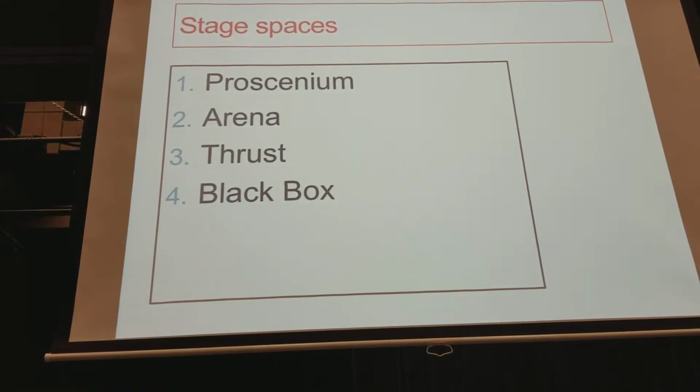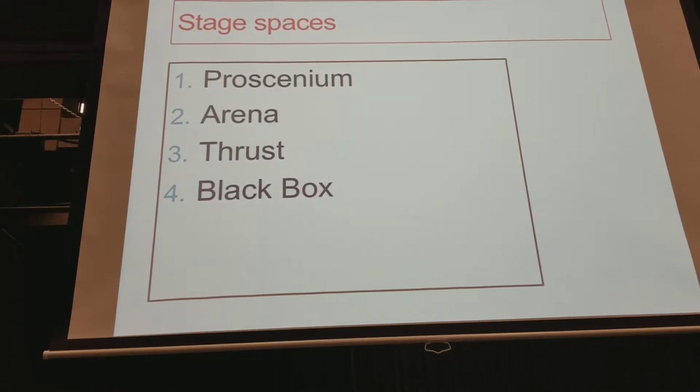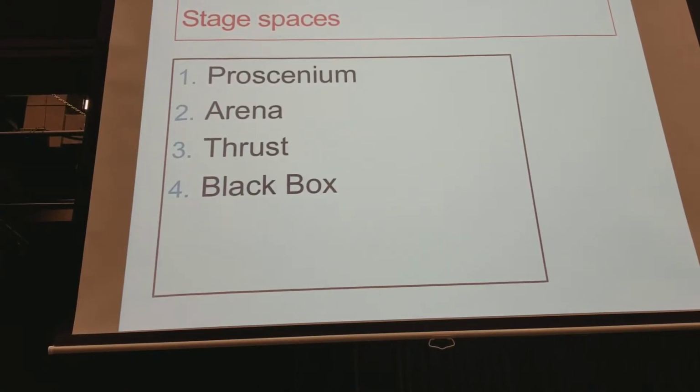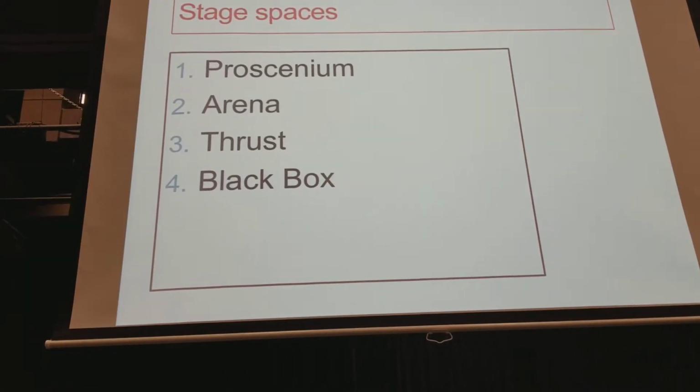All right, so we're going to talk about 4 different spatial arrangements in the theater. So these are 4 different names, right? A proscenium style theater, arena, a thrust theater, and a black box.